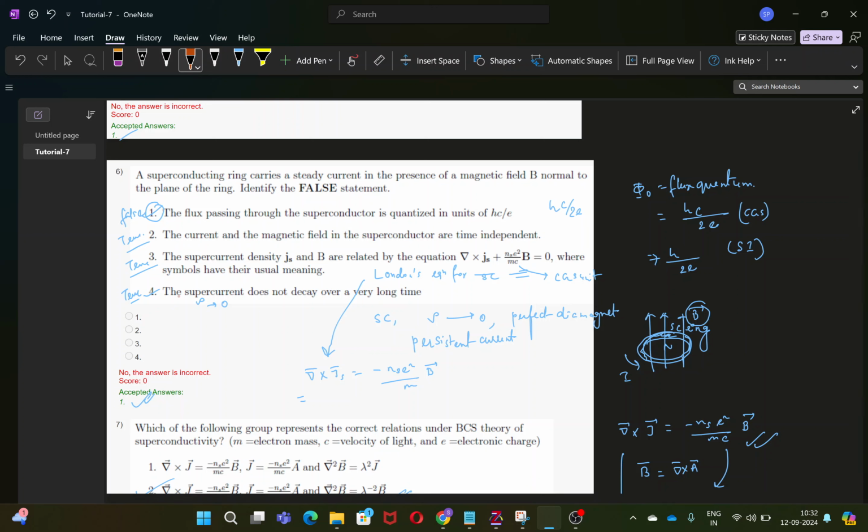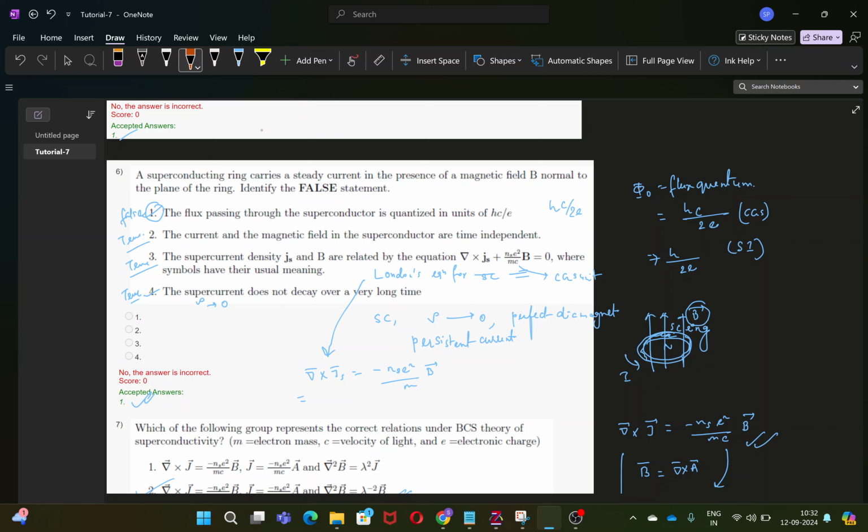by not Hc by E but Hc by 2E, because in superconductors the main carriers are the Cooper pairs, which have 2 electronic charge. So its charge is 2E instead of E. So that is why the flux quantum is not Hc by E but it is Hc by 2E.